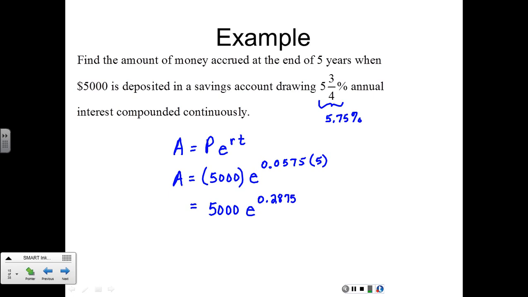So you should be able to just approximate that. On this, we want to round to the nearest cent because it's money. Round to the nearest cent. You want 5,000 times e to the 0.2875. $6,665 and how many cents? 45.